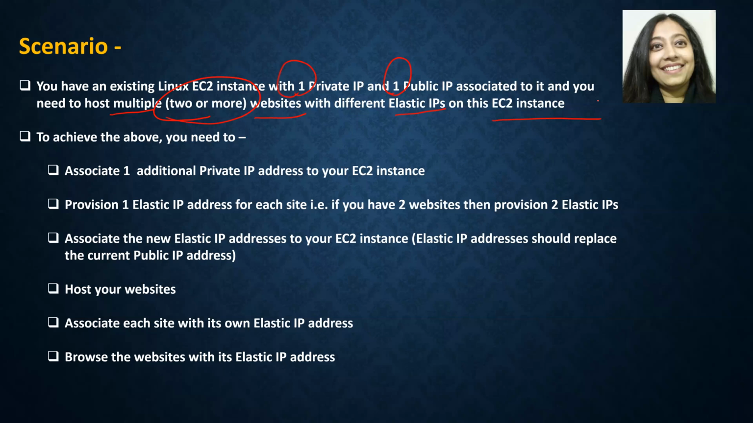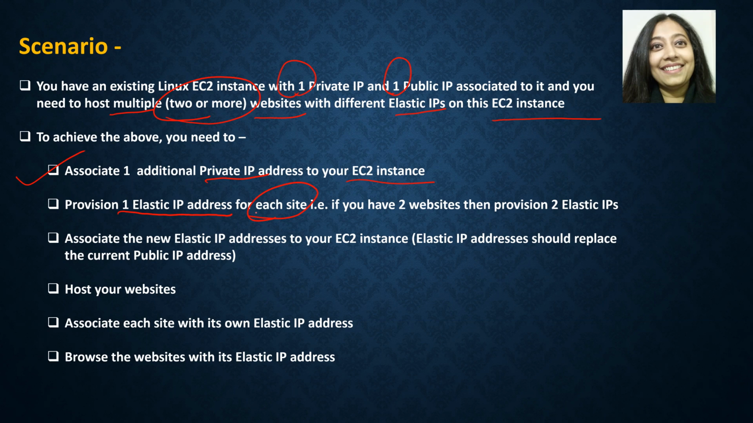Now to achieve this, you need to first associate one additional private IP address to your EC2 instance. So this is the first step. After you have done this, the next thing that you need to do is provision one elastic IP address for each site. As we said, the intention is to host multiple sites, so two or more. In this lab, I will be hosting two websites. You can host more websites as well, and the steps are the same.